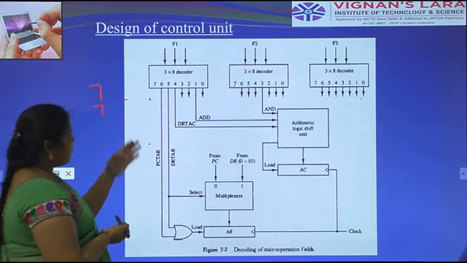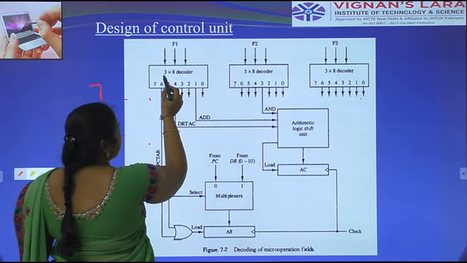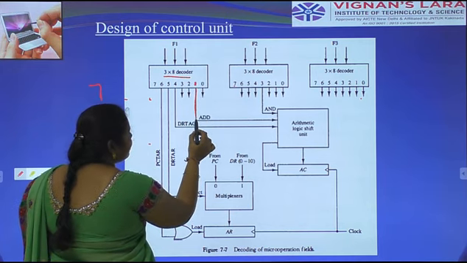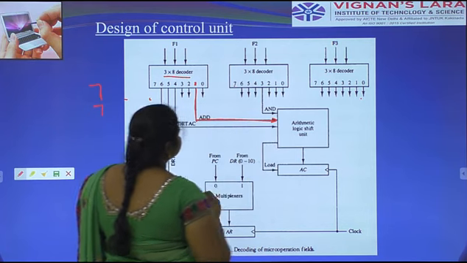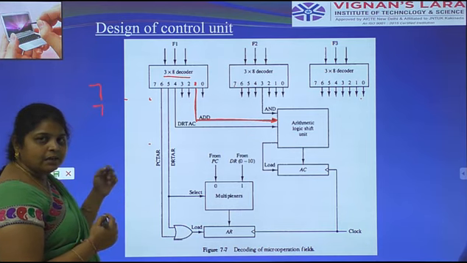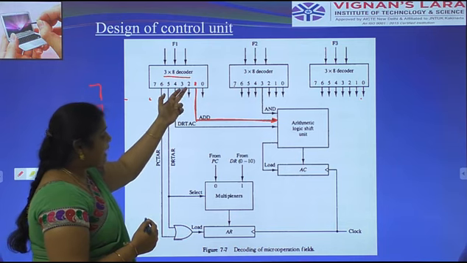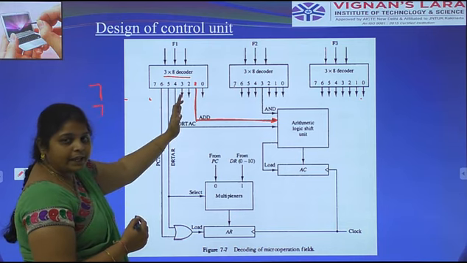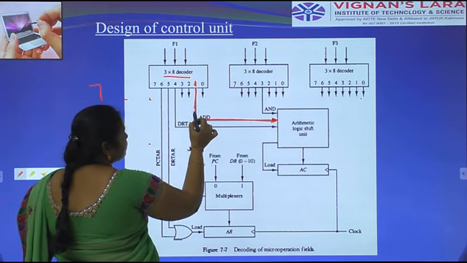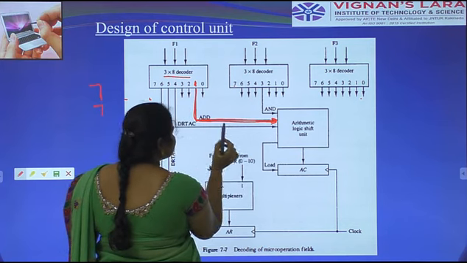Okay, next coming to the F1 decoder. Here for the F1 field, the 3 by 8 decoder output 1 gives the input to the arithmetic logic shift unit. Here we have 8 output lines from 0 to 7. So 1 output line does not perform any operation. Here 1 has an input, and that input is transferred to the arithmetic logic shift unit. Here the add operation is performed.